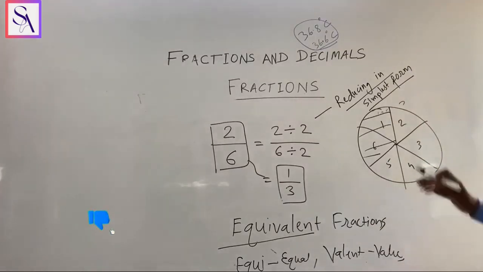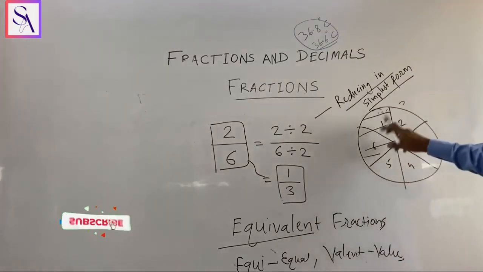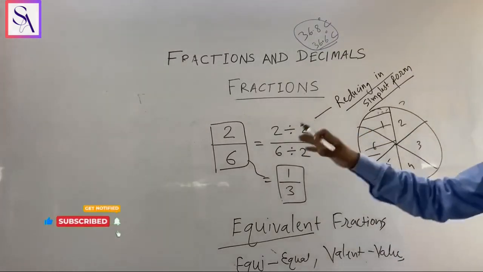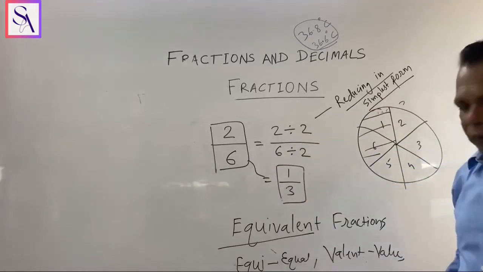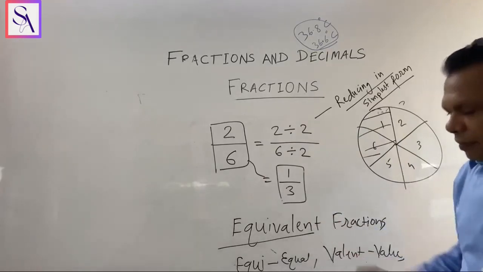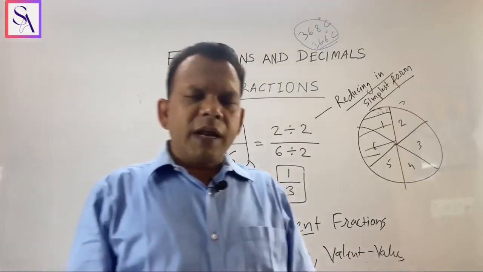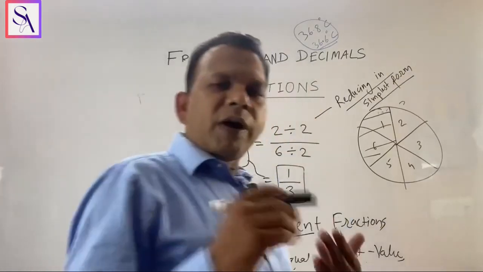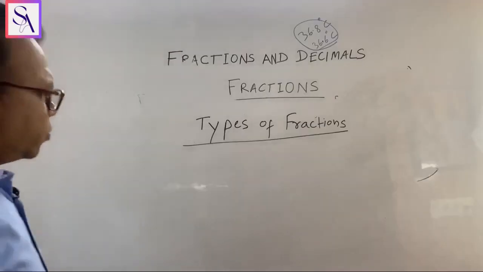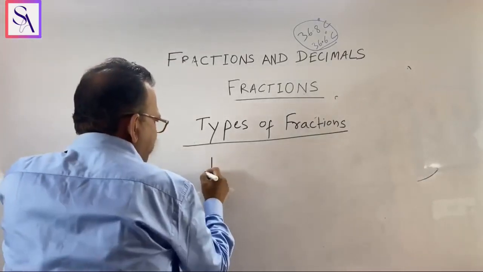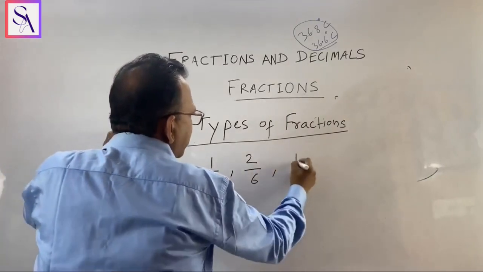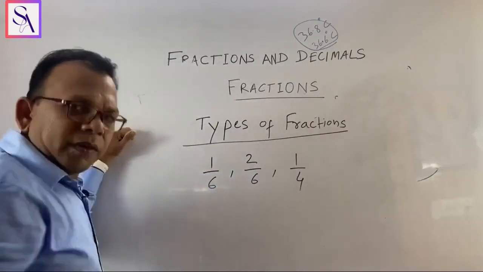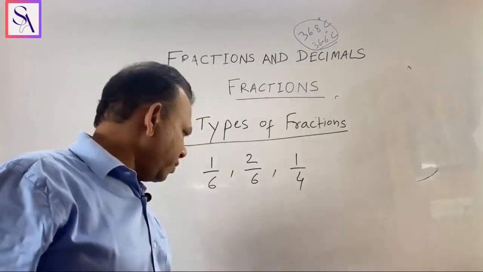So understood how fraction is created. You have taken 2 pieces out of 6, that is 2 by 6. Later you are reducing it, that is 1 by 3. So equivalent fractions, we learned that. Now there are few types of fractions that we are going to learn. So we have seen some fractions like 1 by 6, 2 by 6, then 1 by 4, right? In our example, just now we have seen those fractions.